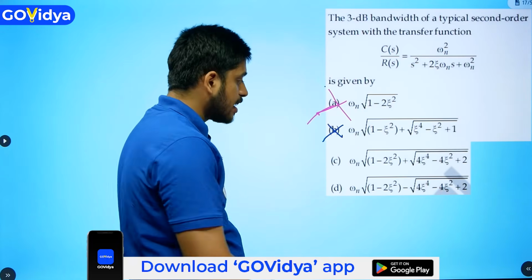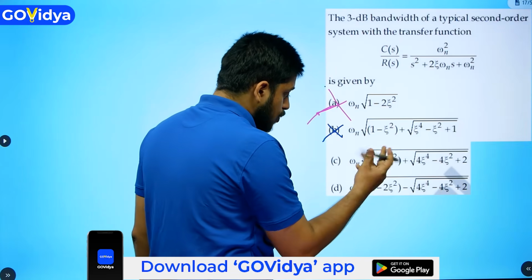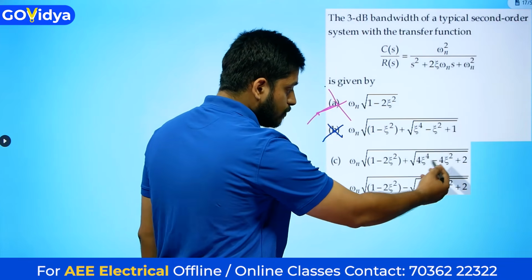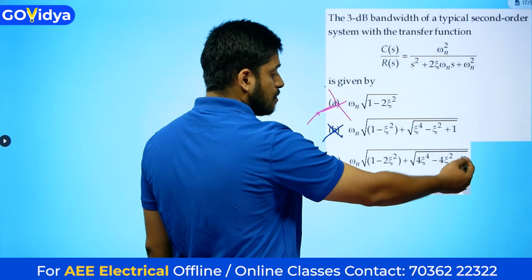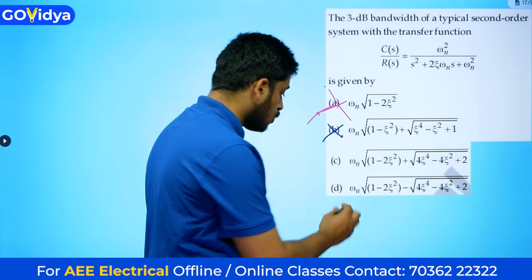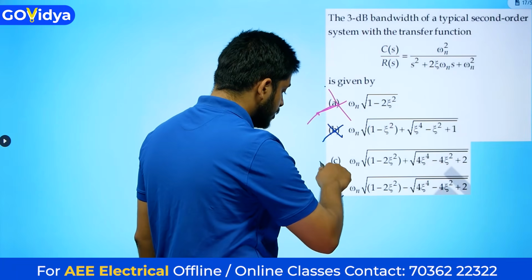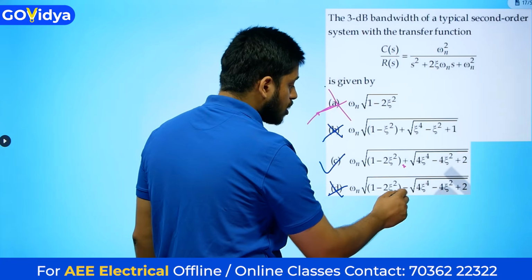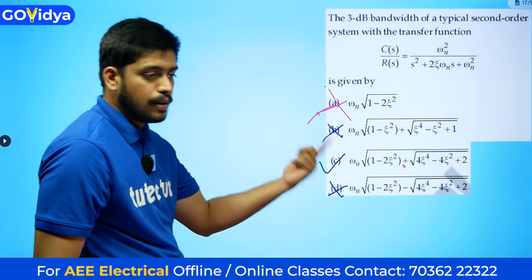Students may get confused here only. The value between this 1 minus 2 zeta square and root of 4 zeta power 4 minus 4 zeta square plus 2, here we need to have plus, not minus. So this is the wrong option. This is the right option. Plus is the only correct one. Here we need to have plus, not minus. This is a direct formula based thing.